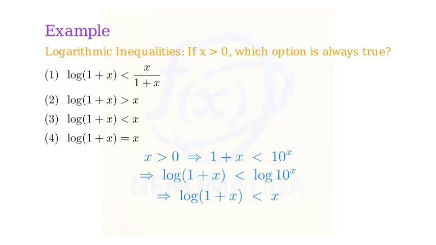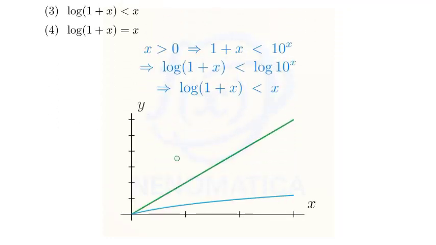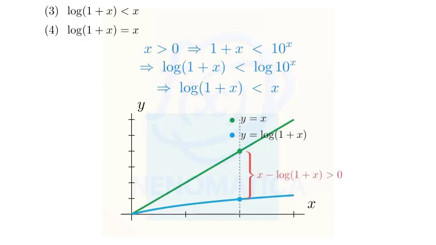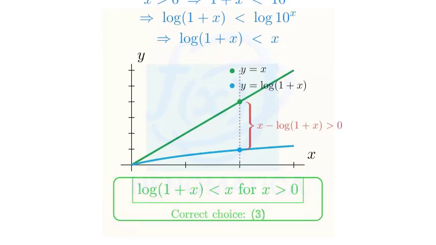To build intuition, let's look at the graphs for x bigger than 0. We will plot y equals x in green and y equals log of 1 plus x in blue. Notice that for positive x, the blue curve stays below the green line, matching the inequality. Therefore, the statement that always holds is log of 1 plus x is less than x for x greater than 0. That corresponds to option 3.